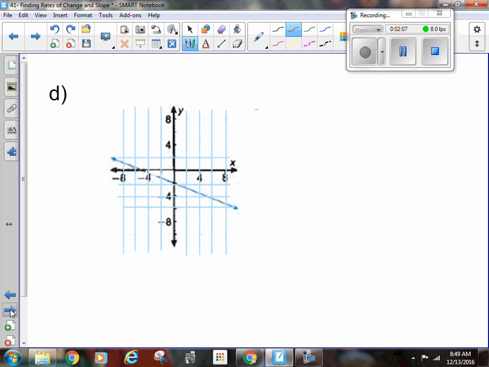Okay, D. Now I'm going to look for points where it crosses through my graph. This time I notice I'm going down 1 box and over 3 boxes. Now let's make sure that they are worth 1 each. It looks here like they're worth 2 each. So I'm going down 2 and I'm running over 6. So we're going to reduce that to negative 1/3.